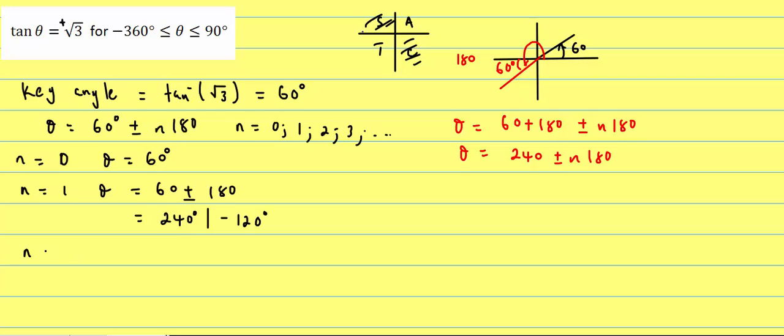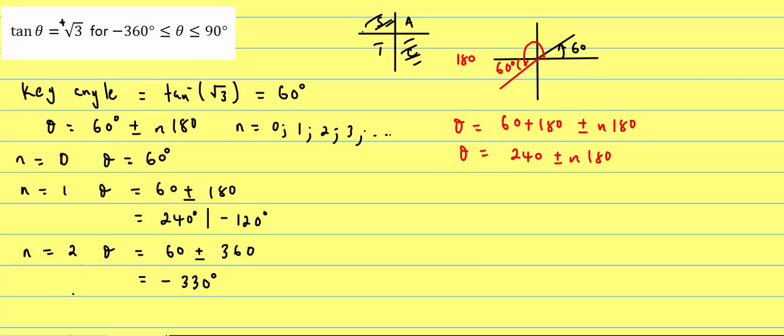When n is equal to 2, I'm going to have theta being equal to 60 plus or minus 2 times 180, and that gives you 360 degrees. So I will have theta being equal to 60 minus 360. It's going to be minus 300 degrees. 60 plus 360 degrees falls outside my required range.